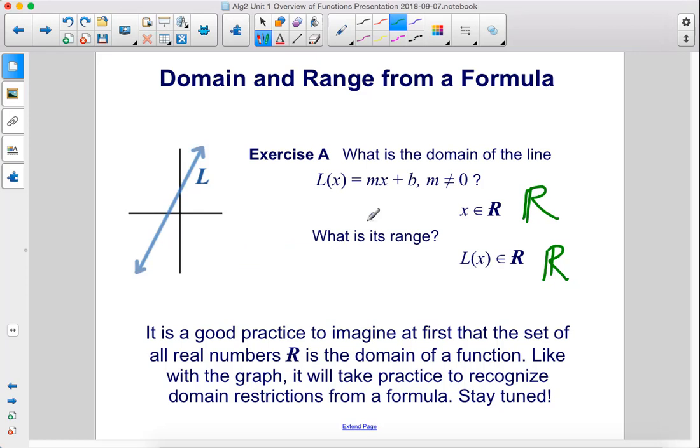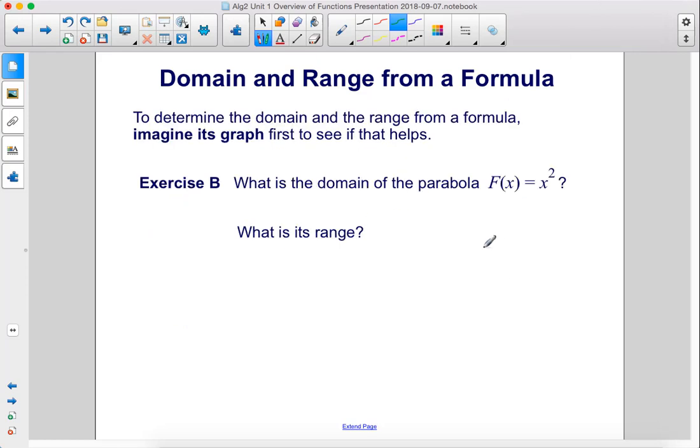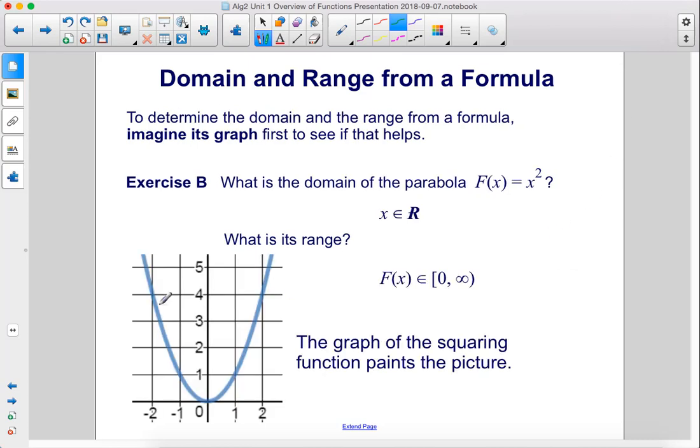Stay tuned. Exercise B. What is the domain of the parabola f of x equals x squared? What's its range? Let's solve this on the next slide. Alright, so on this slide, we have drawn out the graph. So what's the domain? Well, because this line goes all the way that way forever, and this line goes all the way that way forever, all real numbers on the x-axis are going to be in the domain. So x belongs to all real numbers.